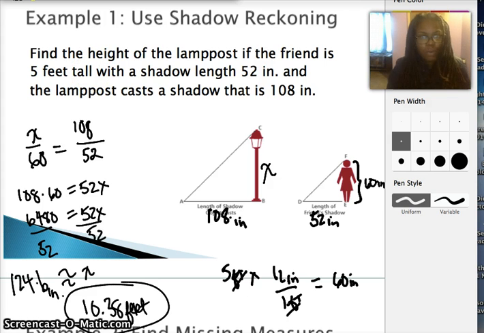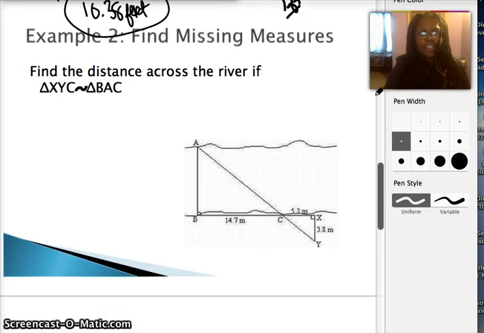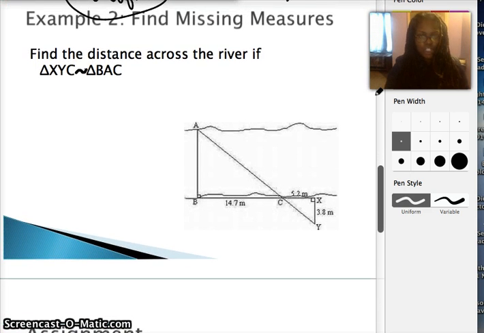So a lot like what we're used to, a little bit of changes in the units we had to handle, and simply dealing with similar triangles, stuff that we know how to handle. All right, let's look at example 2, find the missing measures.